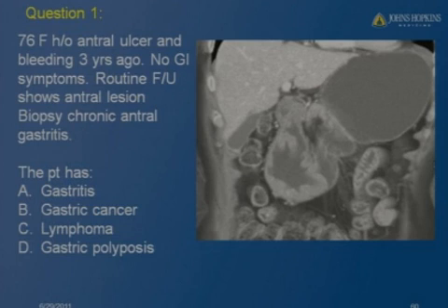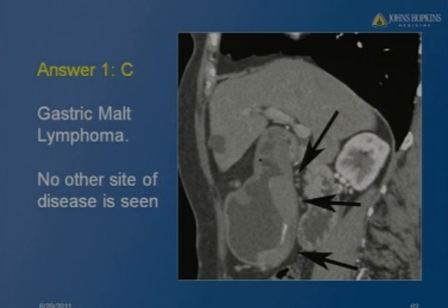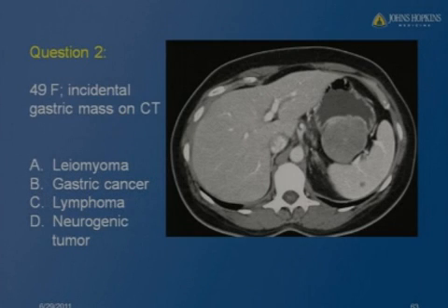So let's see the results. Oh, audience response. Yes, it's gastric lymphoma. It's very nice. So the audience responded. Interesting thing in the CT on this patient, we don't see any abdominal adenopathy. But the audience was right, gastric MALT lymphoma was found in the gastrectomy specimen, and there was no other site of disease.